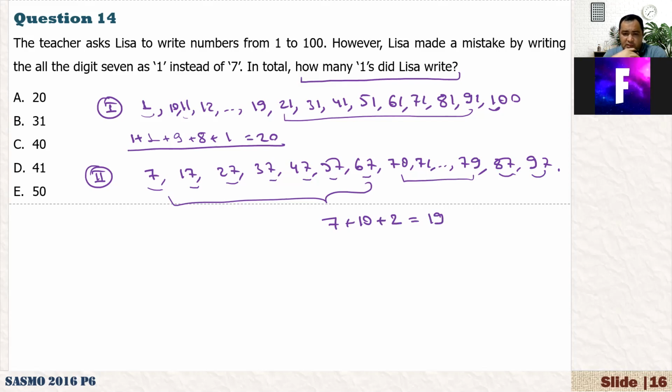27, 37, 47, 57, 67. So that is 1, 2, 3, 4, 5, 6, 7. And from 70, I give you, actually, it's a bit tricky question. Here we have 77, right? Yeah. We have 2 sevens here.